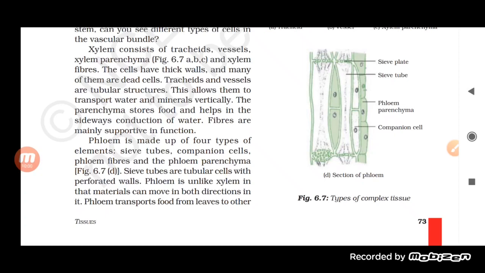Now see here, when the food is prepared, it will be transferred to the shoot and to the root of the plant also. While in case of the xylem, the movement occurs only from the root to the stem of the plant. So this is unidirectional movement, but in case of the phloem, it is bidirectional movement. So that's why we can say that the phloem can move in both directions.